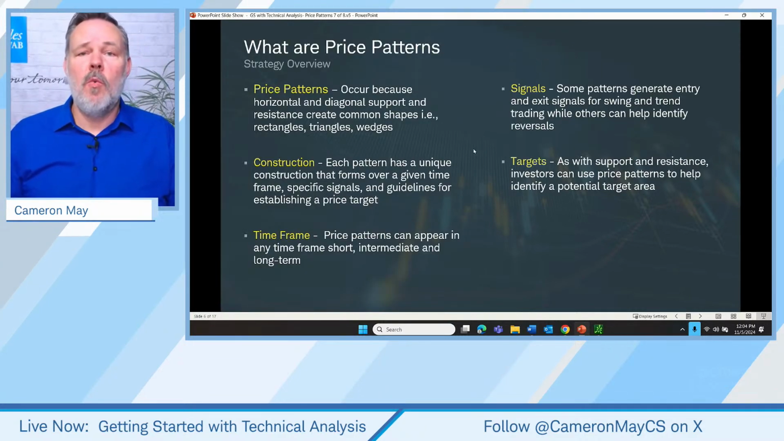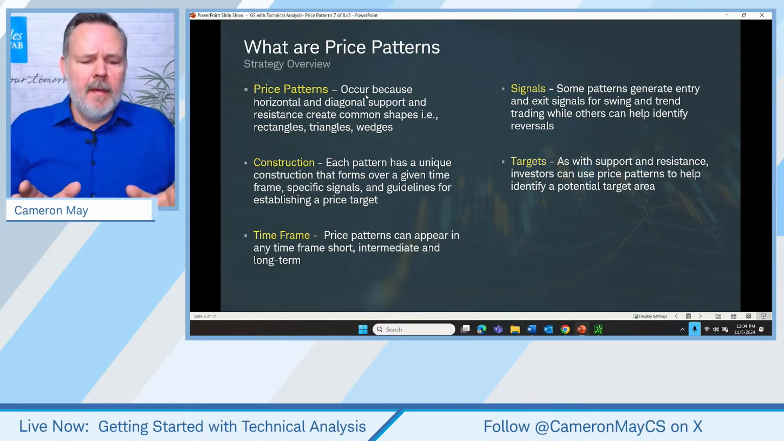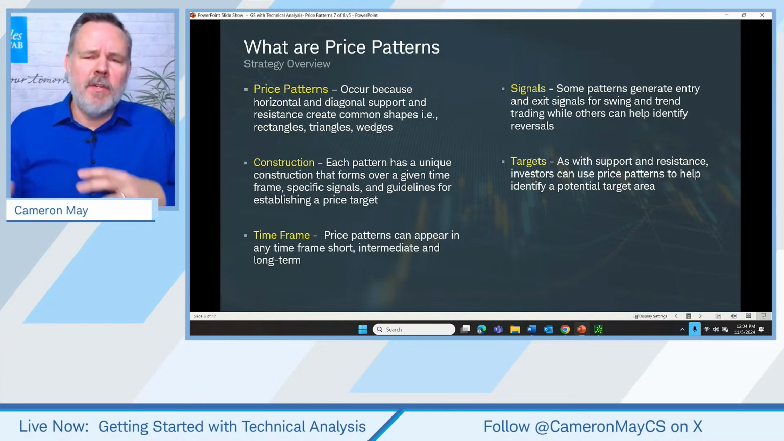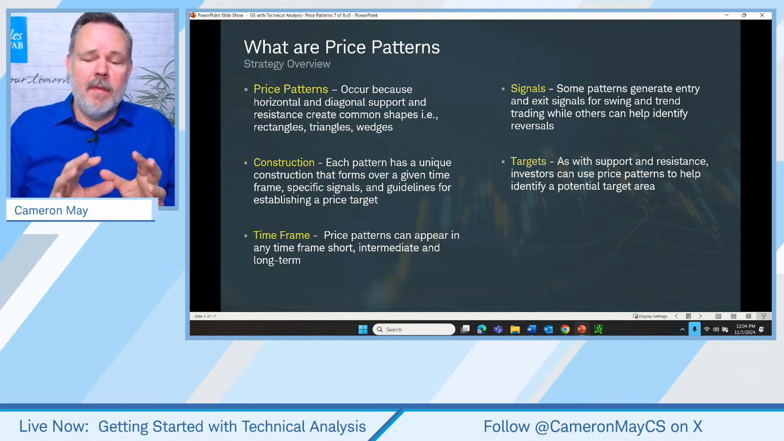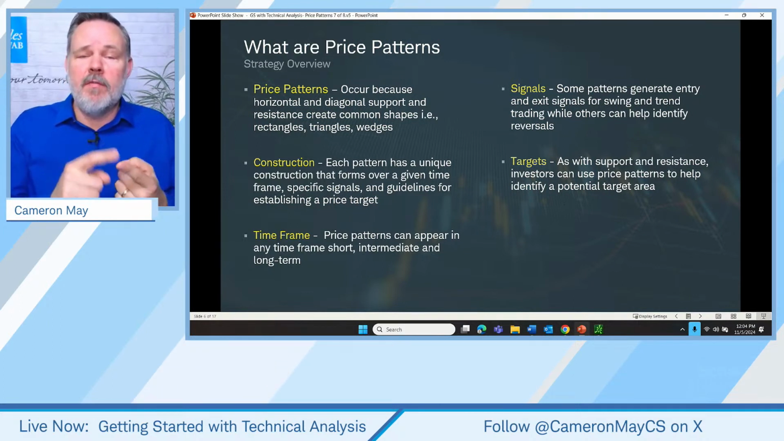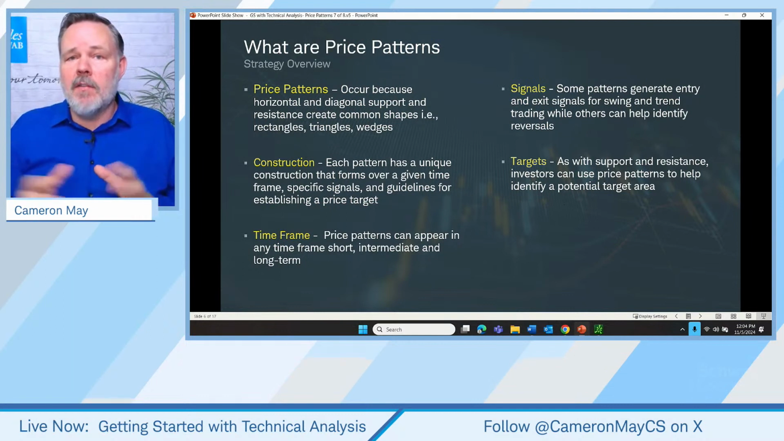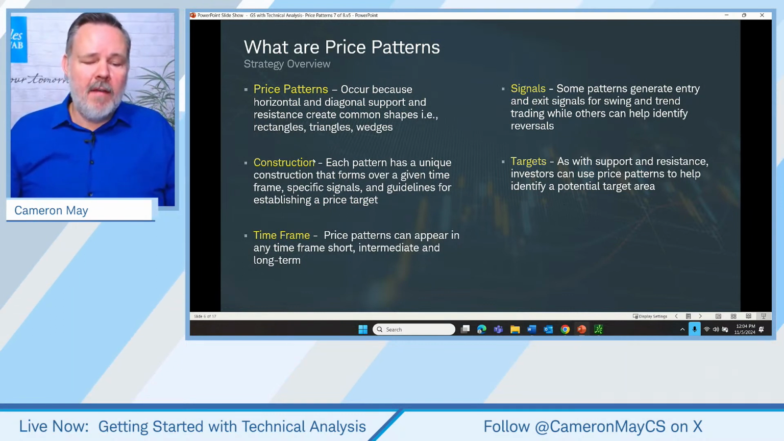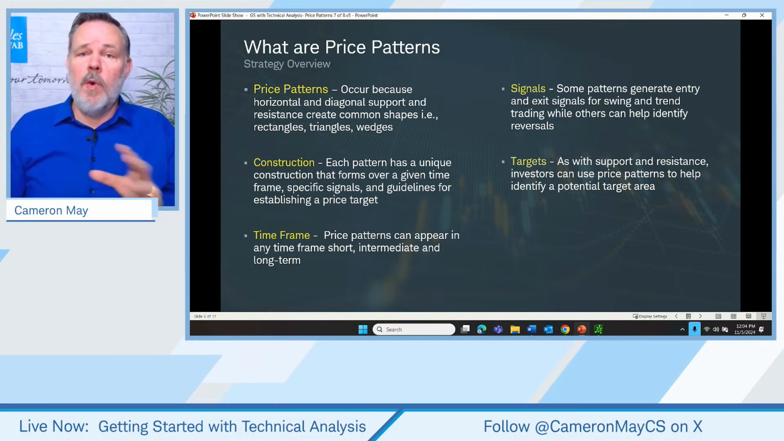So let's get right into what are price patterns. Price patterns occur on a chart because horizontal and diagonal support and resistance can sometimes come together to form shapes in price. Rectangles, triangles, wedges, but the fundamental underpinning of price patterns is that the trader is just leaning into their understanding of price floors and price ceilings, identifying support and resistance levels, and those can lead to these patterns that we're going to be discussing. But each of those is going to have its own specific construction, how they're identified on a chart. Each pattern has a unique construction that forms over a given time.